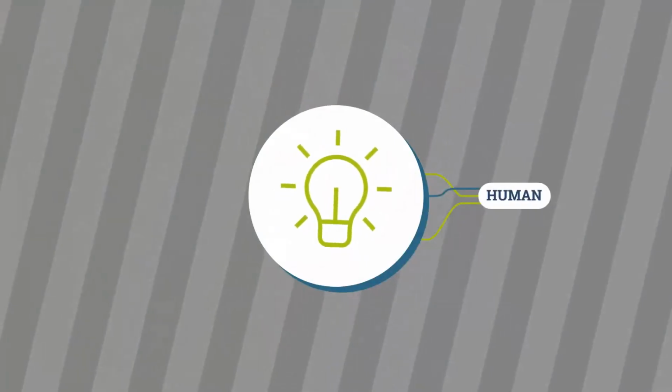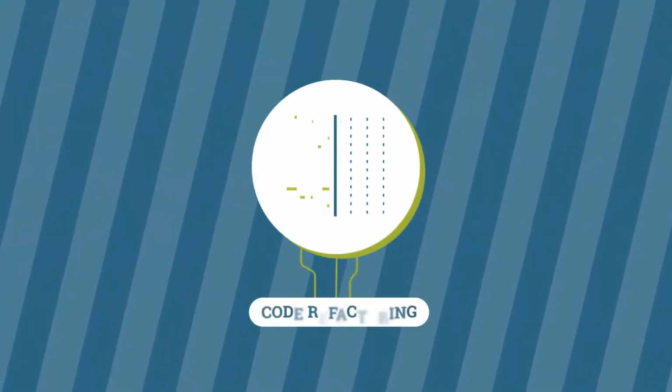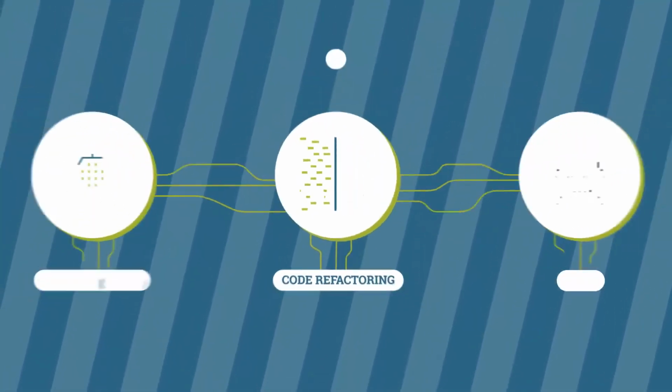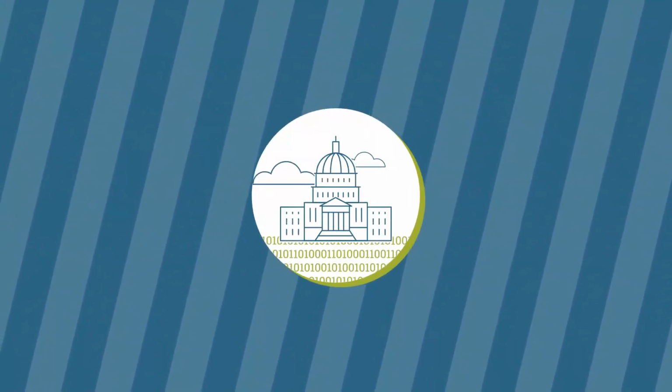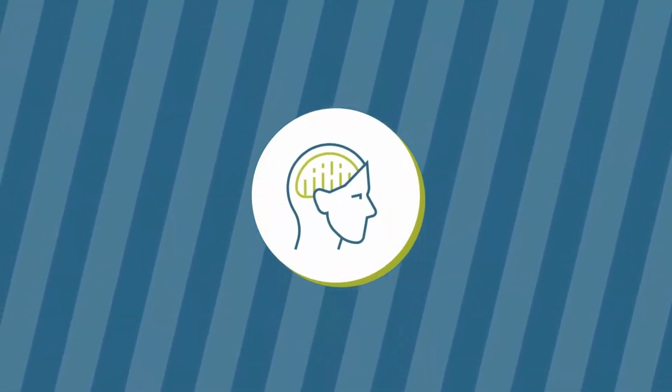Manage the more innovative, high-value work. Using our code refactoring platform, one of several powerful AI tools in our NCI-SHE framework, government agencies can continue to develop on their legacy code while AI continuously modernizes your changes.